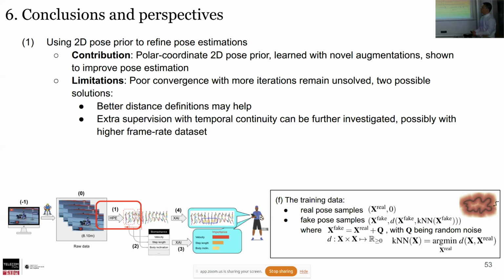And another is that extra supervision might also be helpful, for example, using temporal continuity. We tried this, but currently we find that the frame rate of our data set is too low, so the pose sequence is not very continuous itself. So maybe with a better data set we can address this issue.